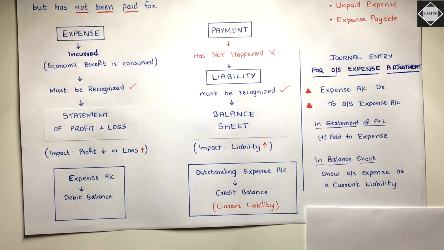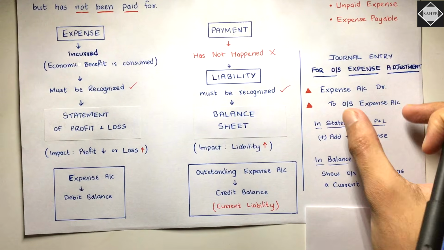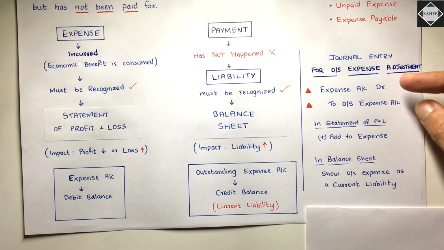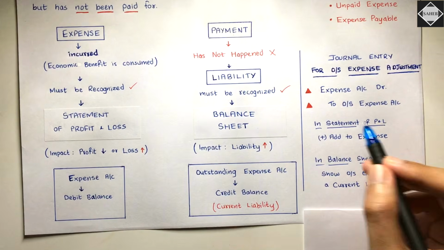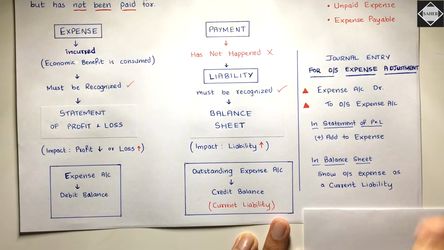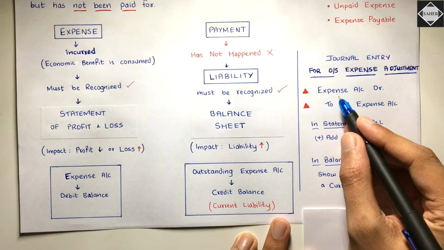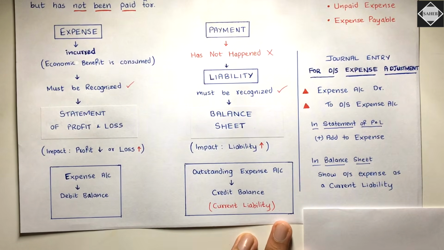In the new accounting period, what you have to do? You have to reverse this. Outstanding expense account to expense. Exactly the reverse entry you have to pass. Here it is credited, now you will have to debit outstanding expense and credit the expense account. Then this entry will be reversed.